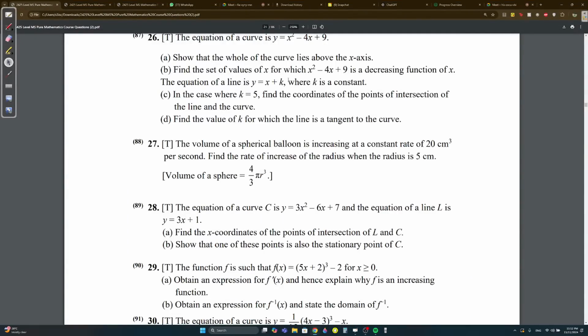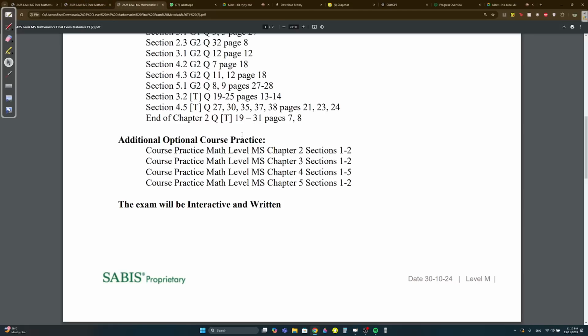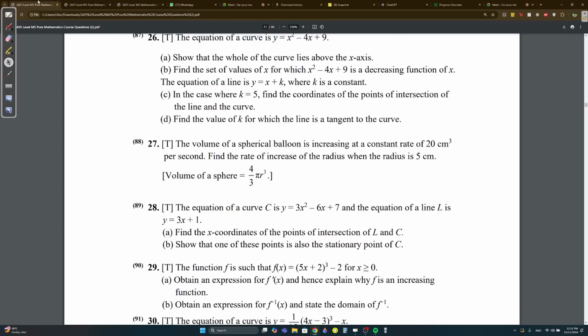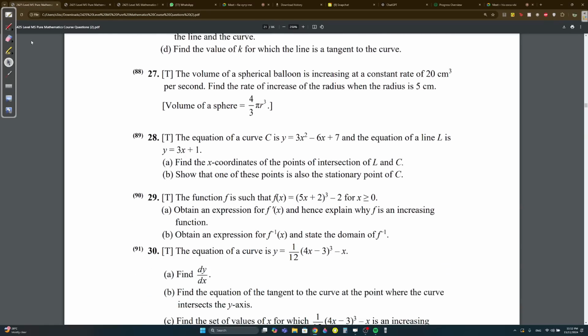Okay, this is top questions for the final: 27, 30, 35, 37, 38. So we're going to start. The volume of a balloon is increasing at the rate of 20 cm³ per second. So you could say dV/dt is 20. And they want to find the rate of increase of the radius when the radius is 5.